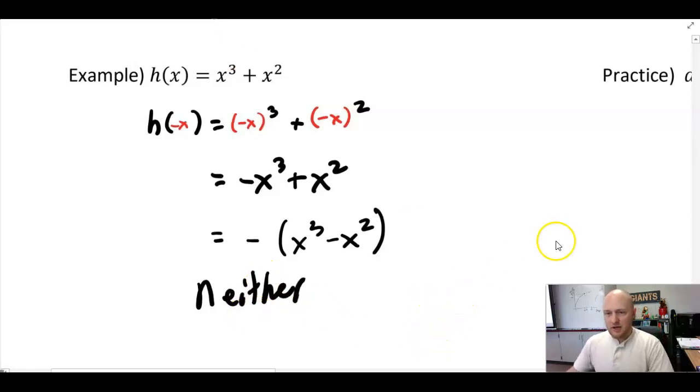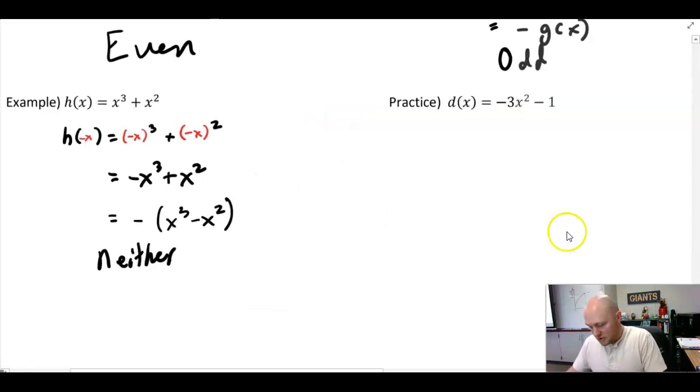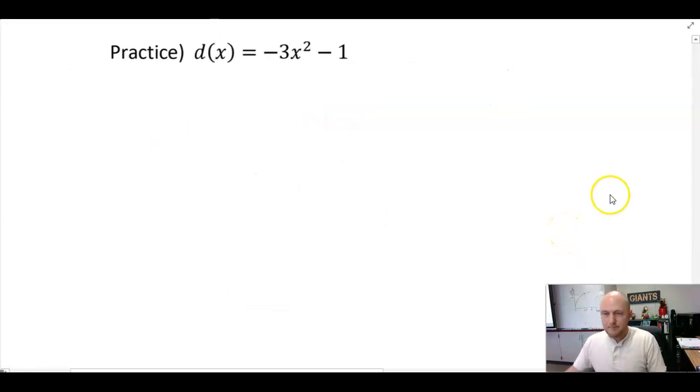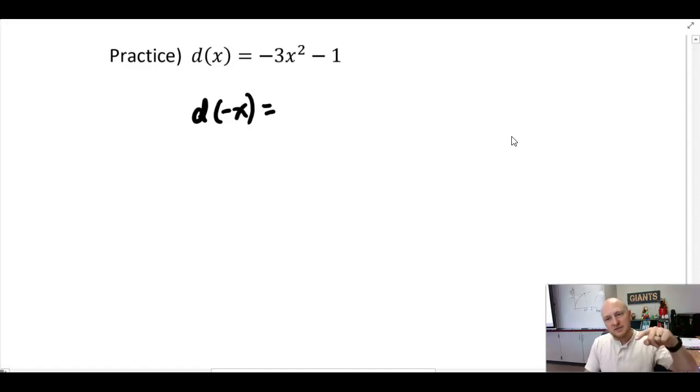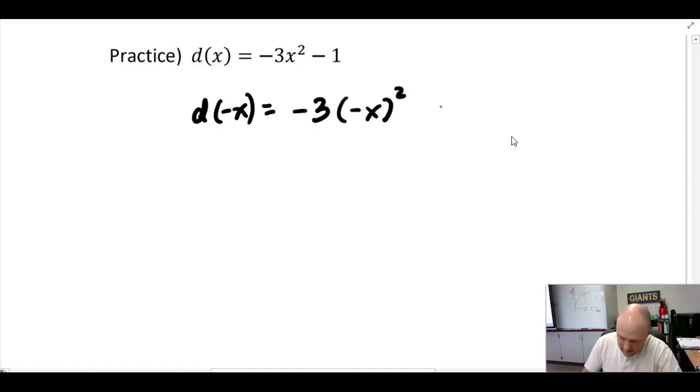Okay, please go ahead and pause the video. I have a practice one here just to see if you got the hang of it, and then we'll go over the answers. Okay, for this example, if you evaluate d of negative x, you're plugging in the opposite x value. I have negative 3 times negative x squared minus 1. Make sure you include the negative in front of the 3. My students often drop that. Don't know why. Don't drop that. Keep that negative there. And then I'm going to evaluate.